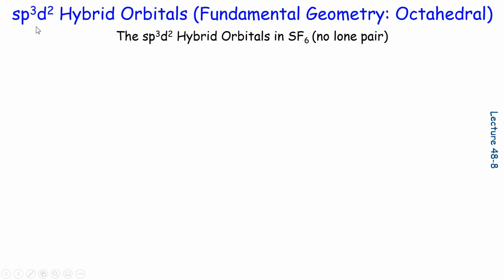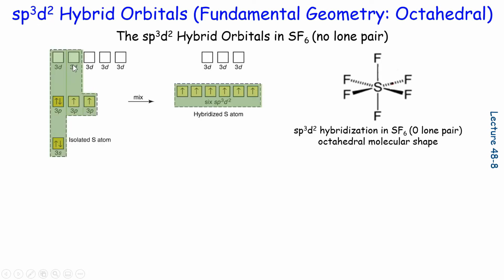The last one for hybridized orbitals is sp3d2. 2 of the d orbitals are also involved. So therefore, that's 6 hybridized orbitals. Take sulfur hexafluoride as one example. There's no lone pair on the central atom, so therefore the molecular geometry is the same as the electron geometry, that's octahedral.